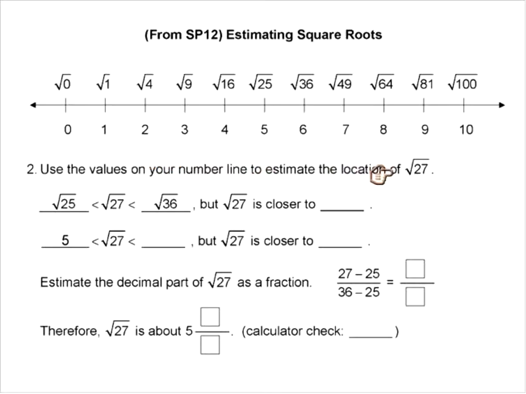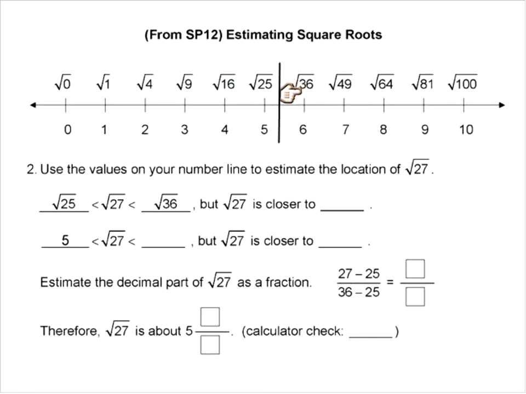Now, let's see if we can estimate the location of the square root of 27, which is number 2 right here. These we already have on the number line. But if I were to locate the square root of 27, how would I do that? If we look at our number line, we can see that the square root of 27 is going to be somewhere between the square root of 25 and the square root of 36. We can even say that the square root of 27 is going to be closer to the square root of 25 than to the square root of 36.